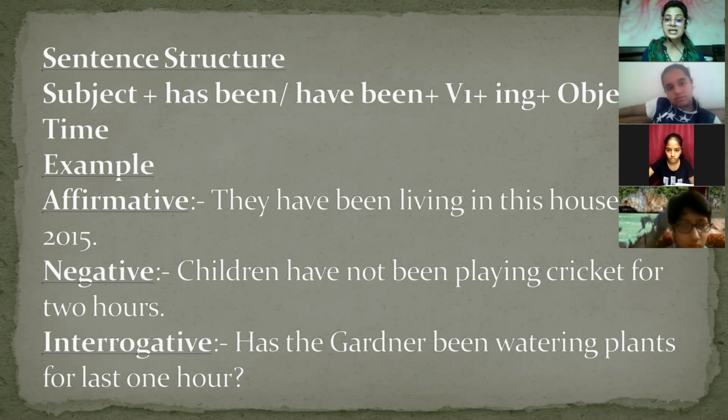Affirmative example says they have been living in the house since 2020. Negative says we simply have to add not to it. Children have not been playing cricket for 2 hours. And the last one, interrogative, has the gardener been watering the plants for last 1 hour?